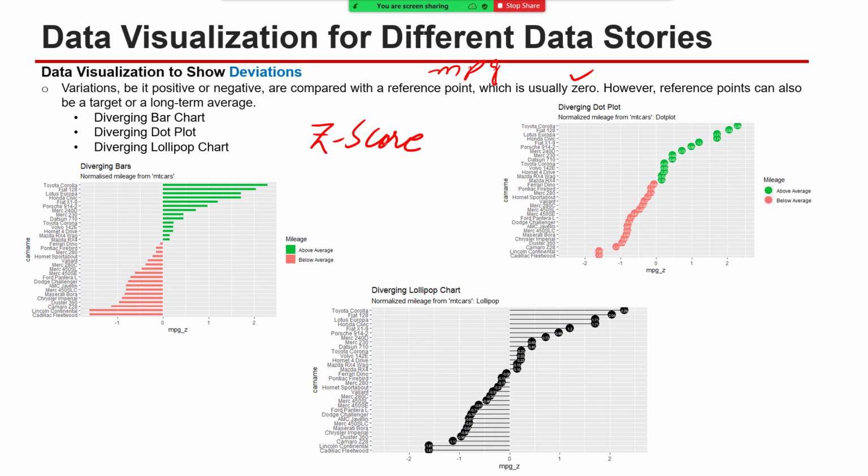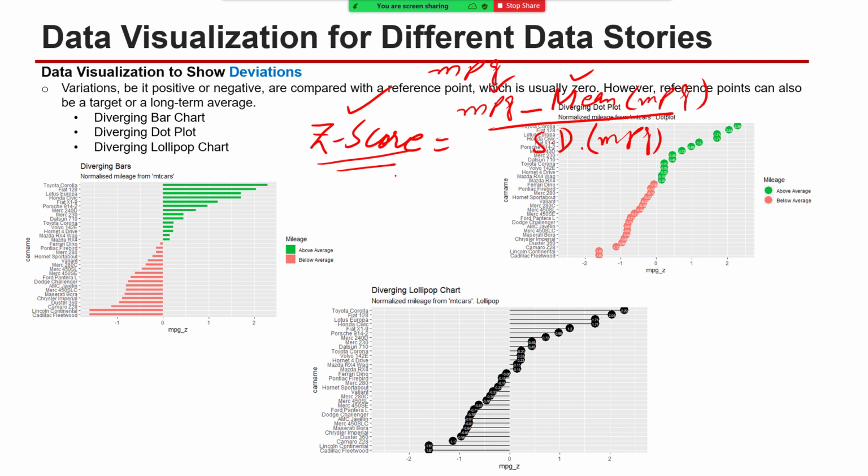The formula of the z-score is mpg, that is the variable, minus the mean of this variable, divided by the standard deviation of this particular variable. The interpretation of the z-score is the number of standard deviations your particular data point is lying away from your mean value. So with the help of this z-score we can calculate the center point, or the reference point, which is going to be 0.